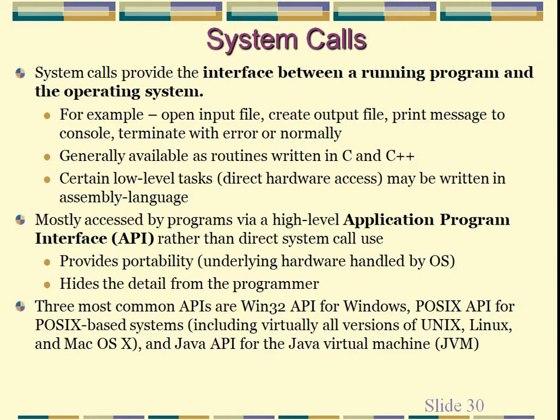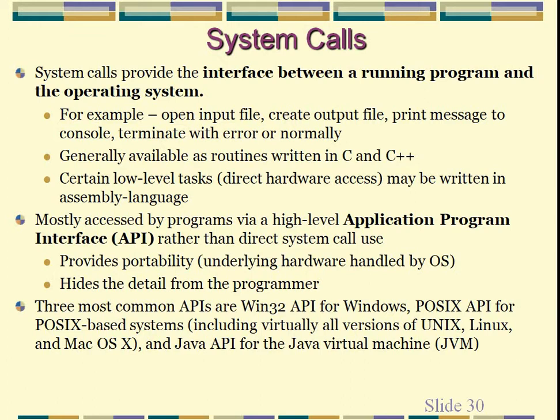The most fundamental level of services is handled through the use of system calls. System calls provide the interface between the running program and the operating system. These calls are generally available as assembly language instructions and usually listed in the manuals used by assembly language programmers. System calls are the programming interface to the services provided by the operating system.